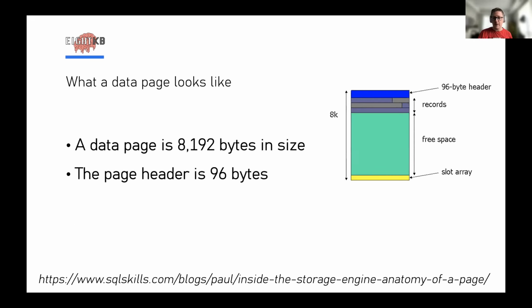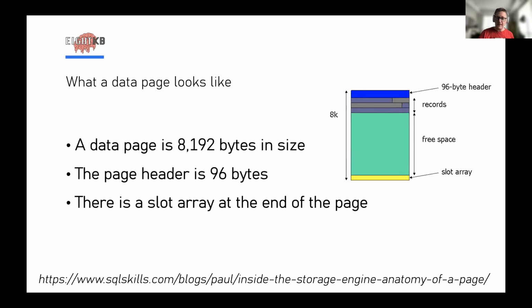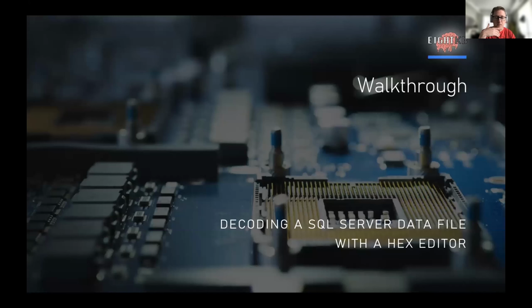The first 96 are taken up by the header. There's a slot array at the end of the page, also known as an offset. It's known as a lot of things, but the thing in yellow on that image, if you can see that, is the slot array at the end of the page, which tells SQL Server where each row begins. And all the rest is space for rows. Seems straightforward, doesn't it? So let's do a walkthrough.